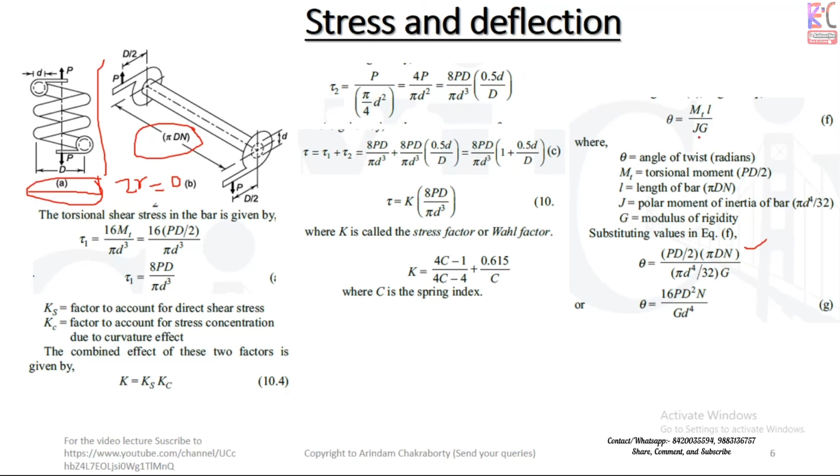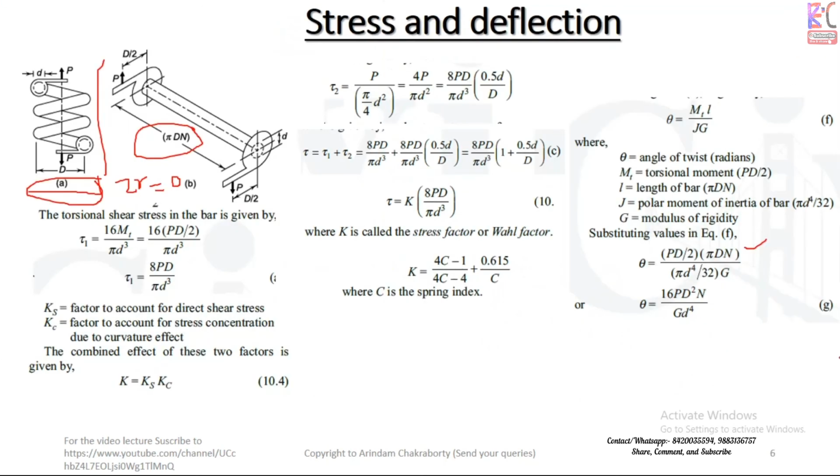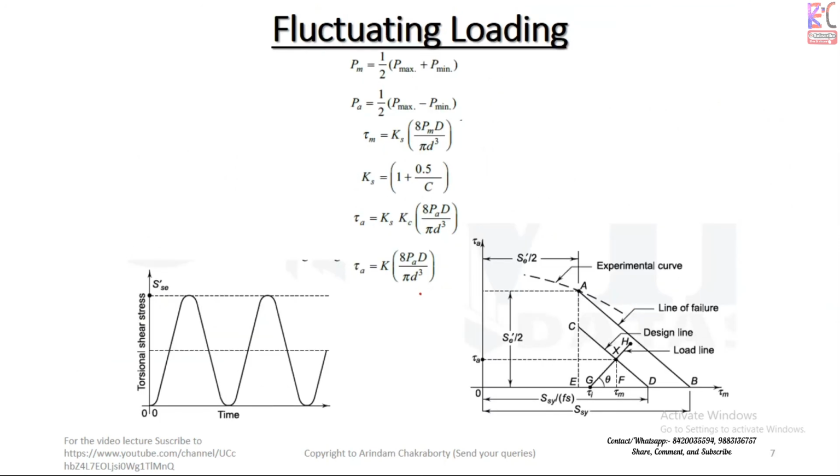After that, J is the polar moment of inertia of the bar. So what is it for the circular section? That's why we know pi d4 by 32, and G is the modulus of rigidity. Because it's a cylindrical bar, it's pi d4 by 32. That we have learned in moment of inertia. After that, this is where you can find the deflection. This will give you the deflection, and this will give you the stress it can create, the shear stress. Understood?